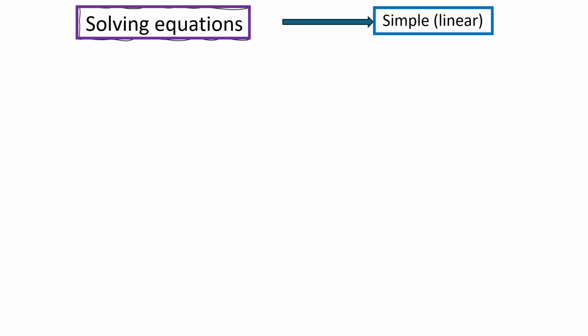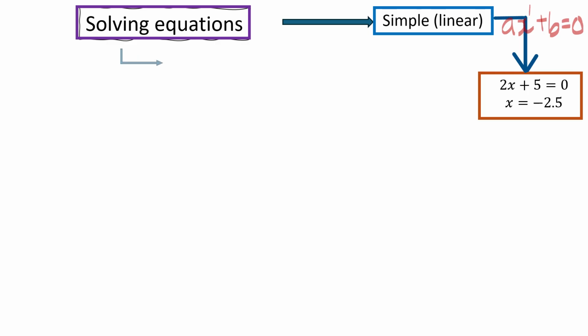Let's look at different methods we can use to solve an equation. If it is a linear equation, what do you mean by saying it is a linear equation? A linear equation is where the highest power of the variable x is 1. And to solve it, this is how we do it.